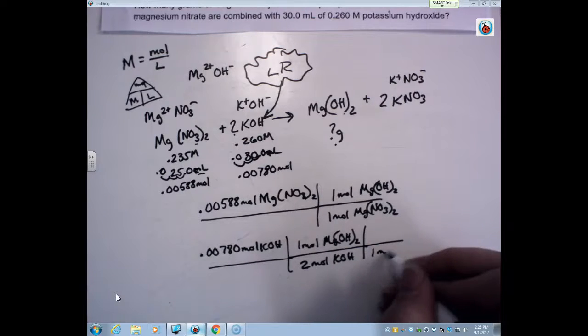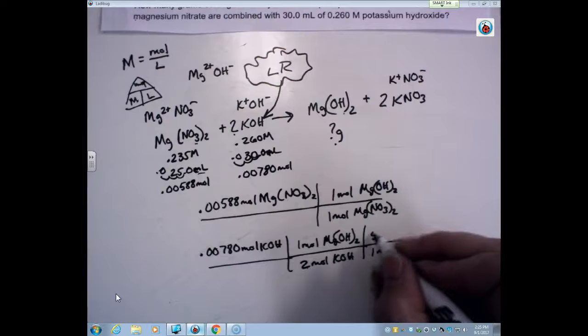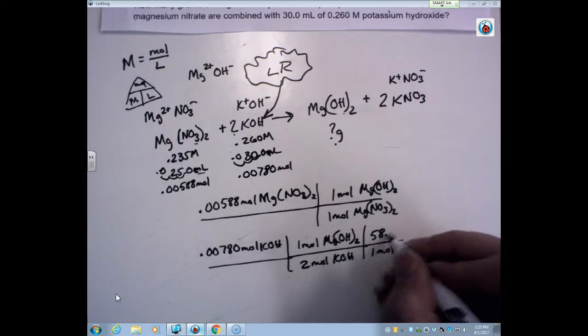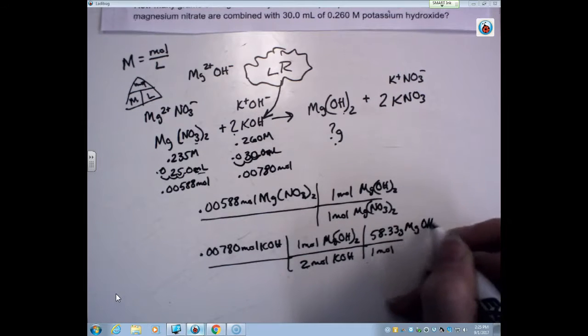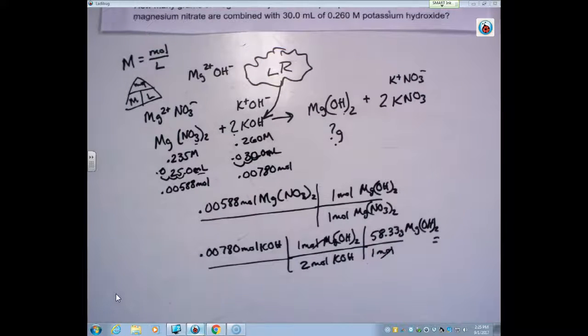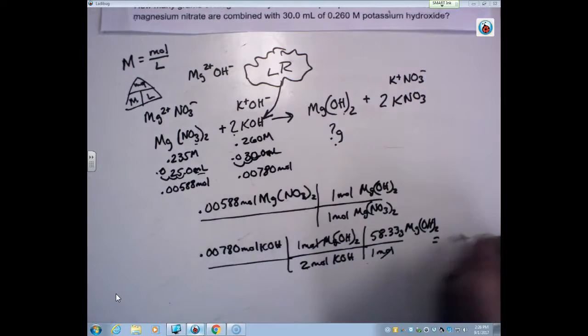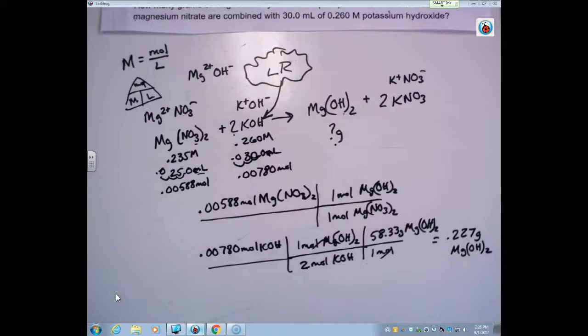So we just have to use the molar mass of magnesium hydroxide, and it is 58.33 grams of magnesium hydroxide in 1 mole. And so what we end up with there is 0.227 grams of magnesium hydroxide, with potassium hydroxide being our limiting reactant. So this would answer that question.